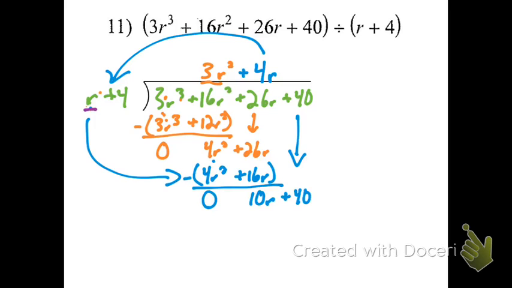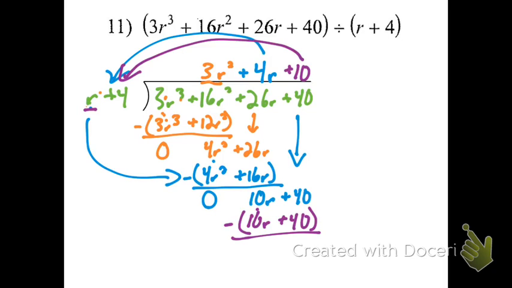Then what do you multiply by r to get 10r? That'll be 10. Now 10, we have to distribute to that. So it'd be 10r plus 40. And ladies and gentlemen, we have another match. We have another long division problem with no remainder. Okay, so we end up getting 0 and 0, and this is our quotient. That's our answer to this problem.